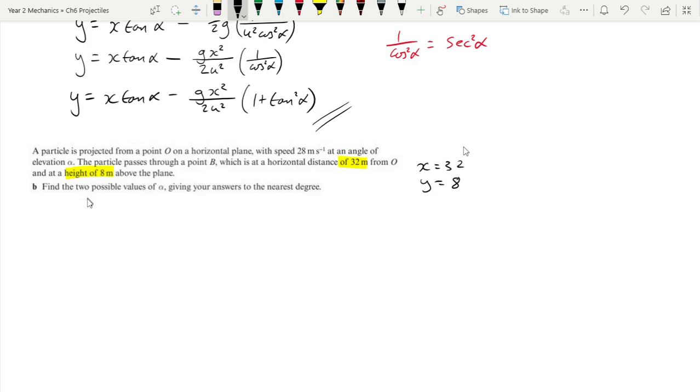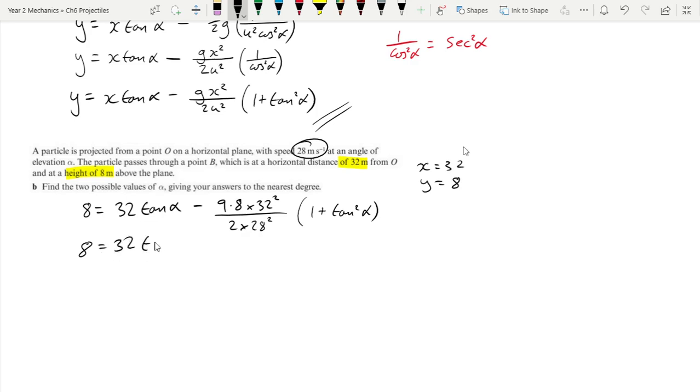to do. So I can write 8 equals 32 tan alpha minus, now g is obviously 9.8 times x squared, so times 32 squared over 2 times, now u, speed is 28, so that's 2 times 28 squared times 1 plus tan squared alpha. And if I work out this fraction here as a number, it's surprisingly not that bad of a number. It's minus 6.4 times 1 plus tan squared alpha.